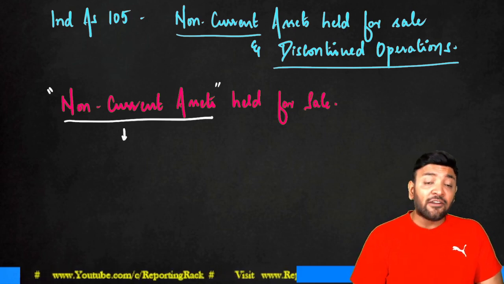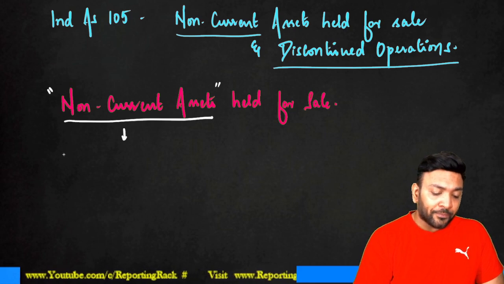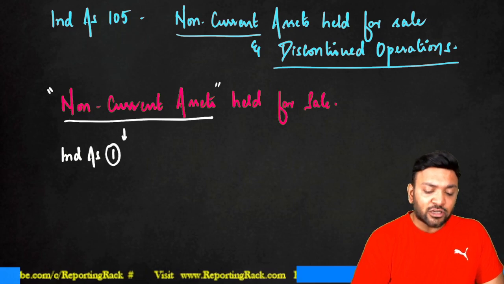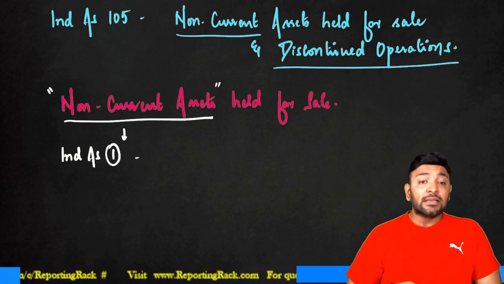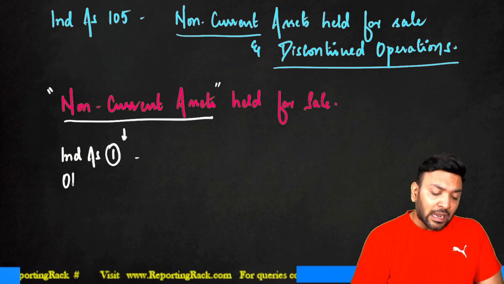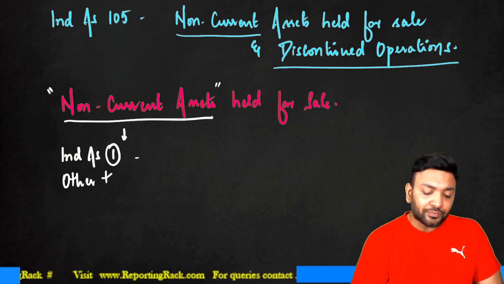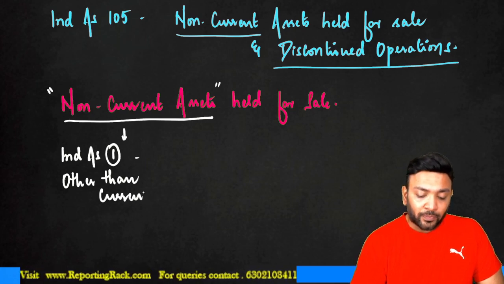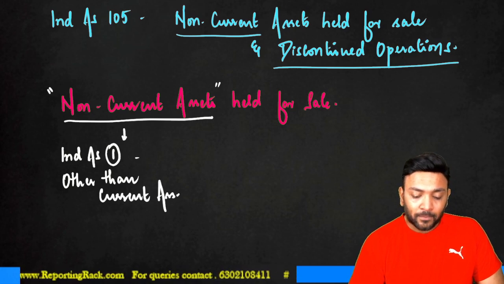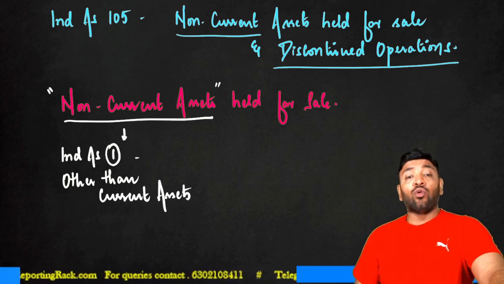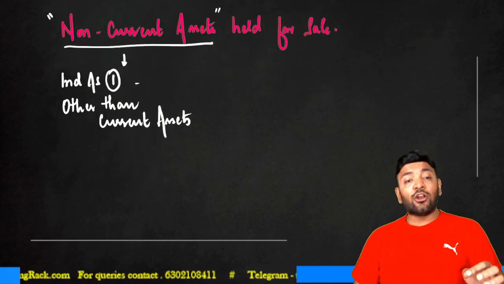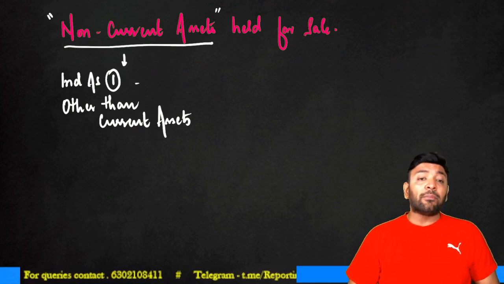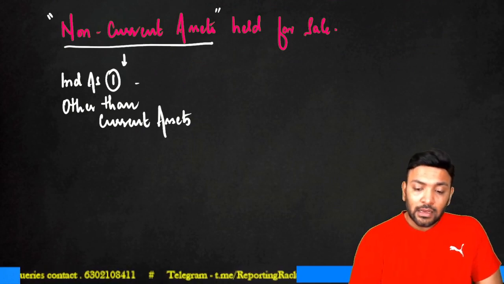Non-current assets are defined under Ind AS 1, Presentation of Financial Statements, which says that non-current assets are those other than current assets. Then the question comes up: what is a current asset first of all? If you say a non-current asset is other than a current asset, then my first question should be, what do you mean by a current asset?